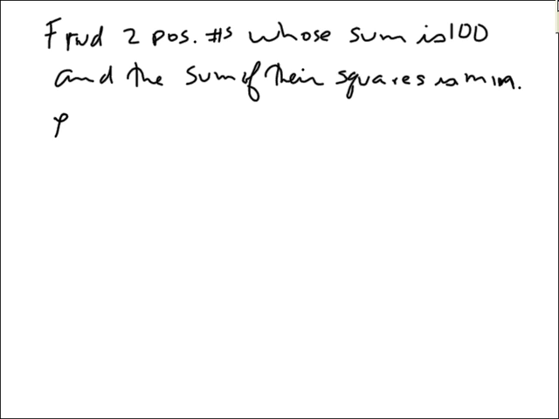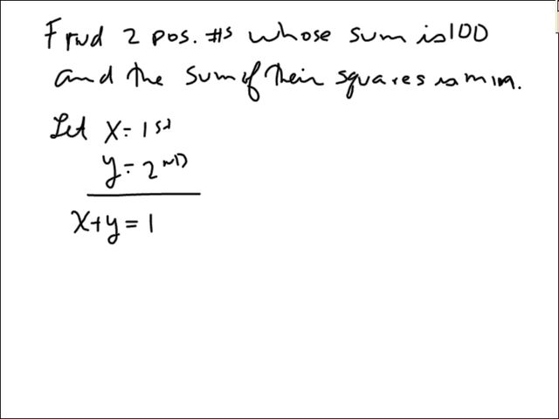Let x equal the first number and y equal the second number. The sum is 100, so x plus y equals 100. And the sum of the squares, we'll call it s for sum, is one number squared plus the other number squared. We want this to be as small as possible, and our constraint is x plus y is 100.